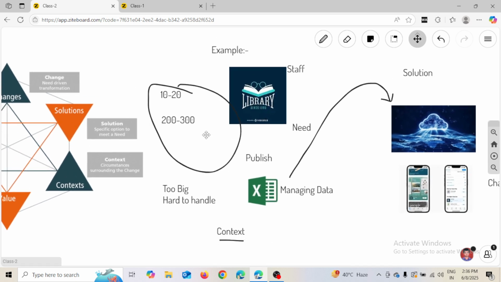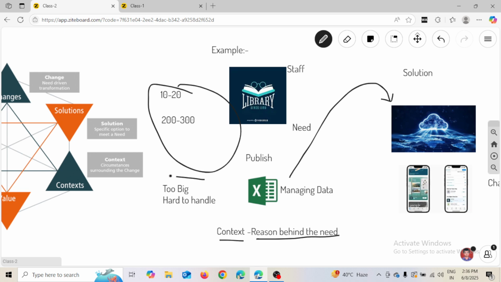So, context is something, I believe, it is the reason behind the need. And it is also written over here that context is the circumstances surrounding the change, right? Somehow it is hard to understand. That's why I have written it out here: context is the reason behind the need. And what is the reason behind the need?